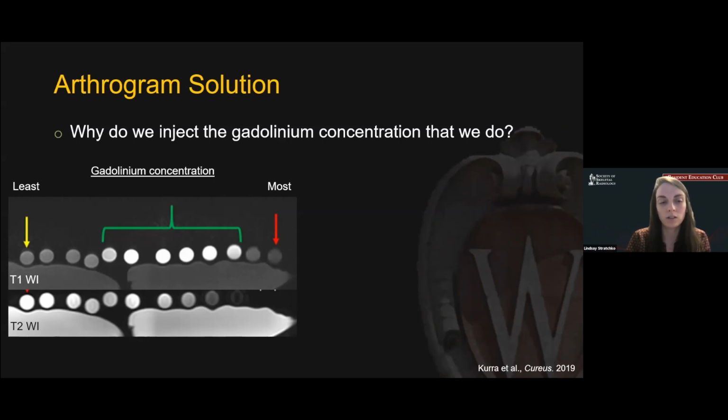What the images on the left are showing you, from left to right, is test tubes with increasing concentrations of gadolinium. Your top images are T1 weighted and your bottom images are T2 weighted. On the T1 weighted images, you have a bell curve: low signal, then higher signal as you increase your gadolinium concentration, and then it dips back off as you increase it further.